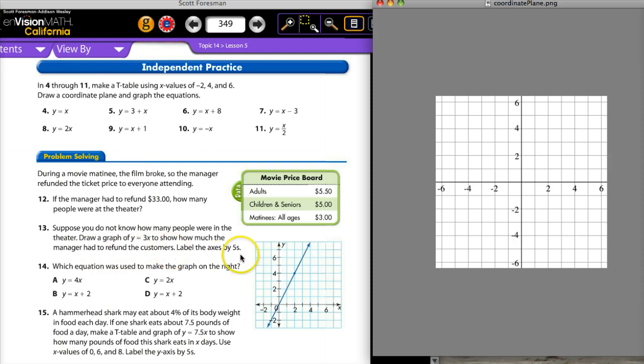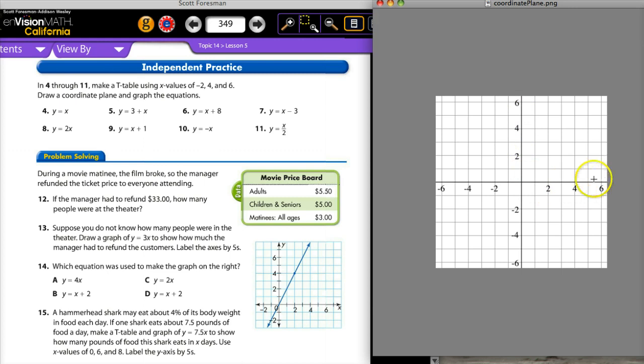Now I'm going to give you a big clue here. Okay, it asks you to label the axes by 5s. So what that means is that for every point on the x and y axis, it's going to have a value of 5. So here on the y-axis, instead of counting by 1s, which this axis does, see, it says 1, 2, 3, 4, 5, 6, you're going to count by 5s. So this would be 5, 10, 15, 20, 25, 30, and the same for the x-axis.